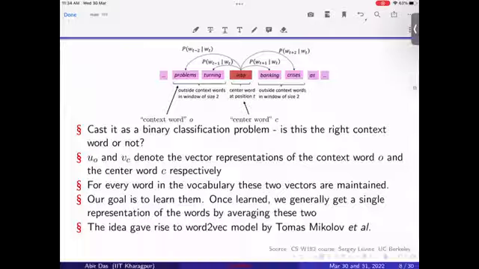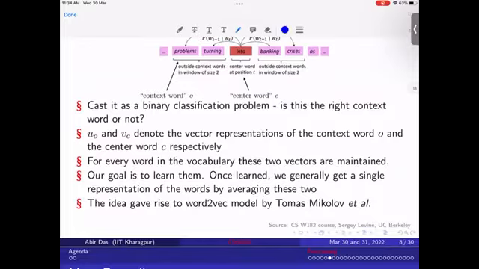Now, this idea gave rise to the famous word2vec model by Tomas Mikolov et al. from Google, in a series of papers in 2012, 13, 14, around that time. I have not given the name of any single paper, but most of the time the same authors were there. The name is self-explanatory: it is from a word to a vector representation.